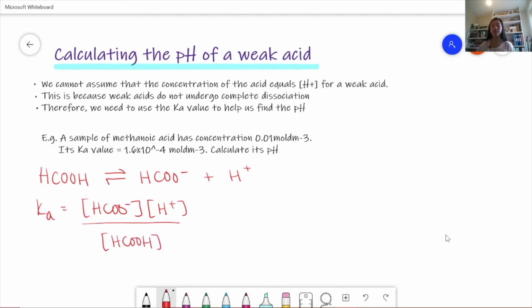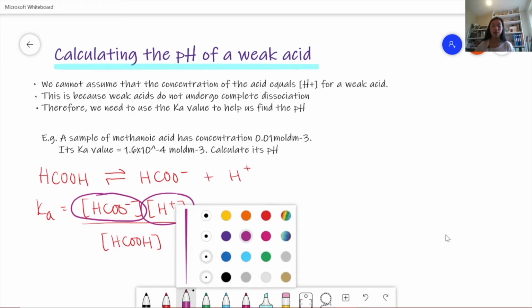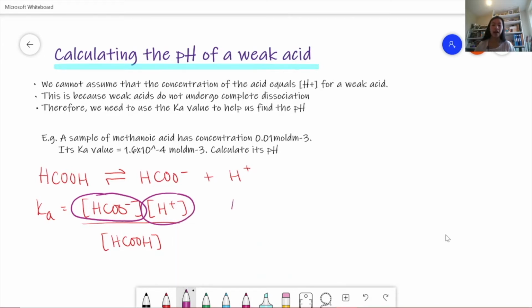HCOOH. Now, a really important thing to remember is that at equilibrium, the concentration of the HCOO minus and the H plus should be the same. And so we get that at equilibrium, the concentration of HCOO minus and the concentration of the H plus are equal.